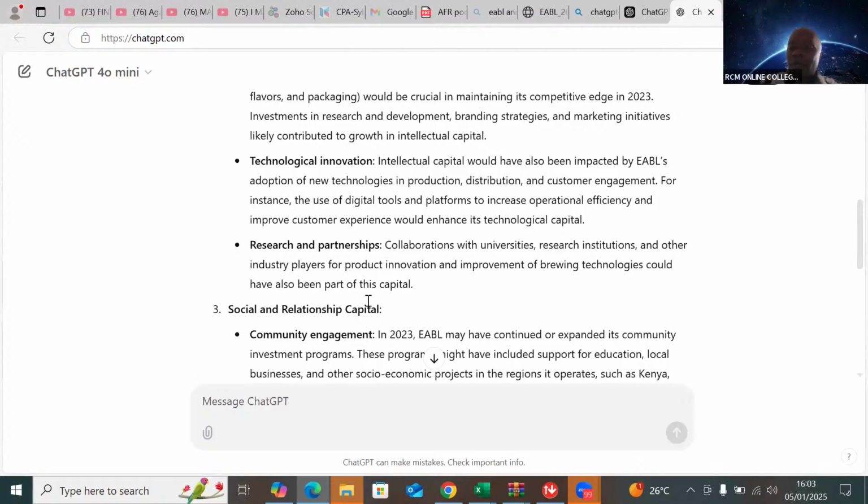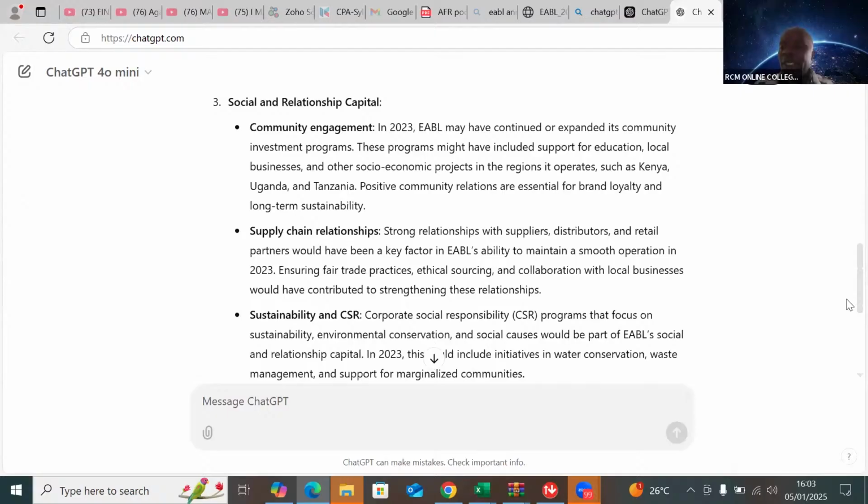Then we have social and relationship capital. How good were we to the community, the surrounding community? Are we a social enterprise? Of course, profits are there, but we must be able to socialize and network. So social and relationship capital, community engagement.